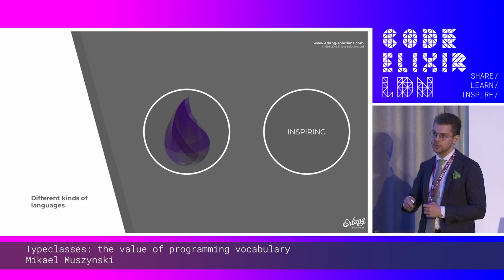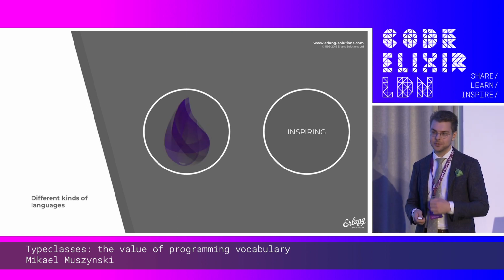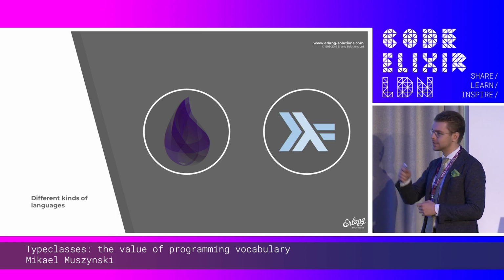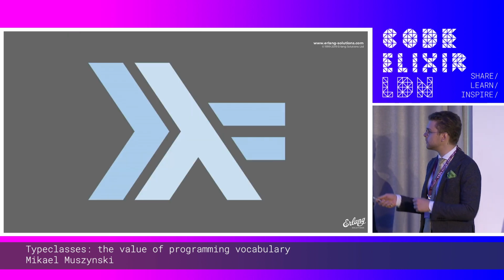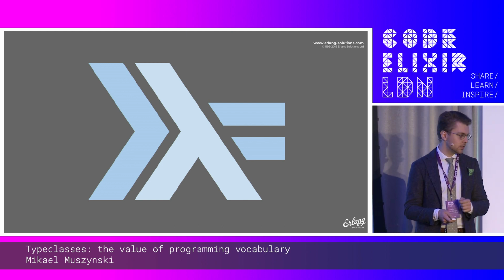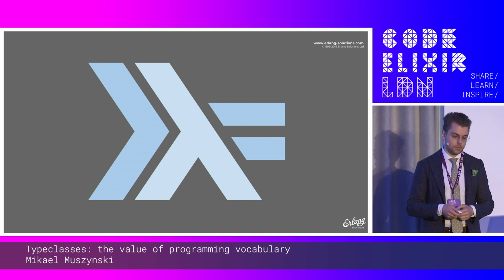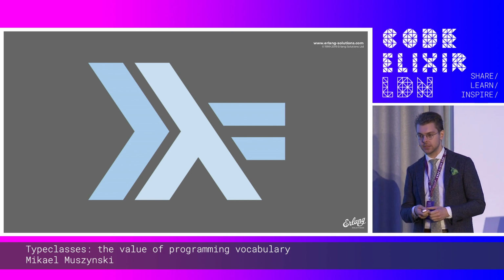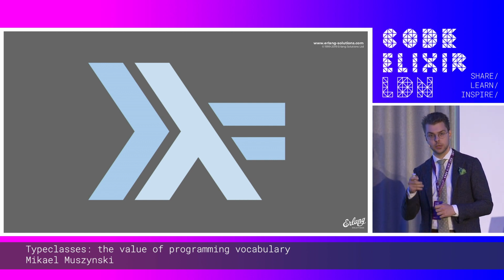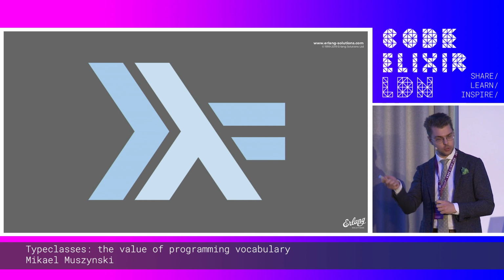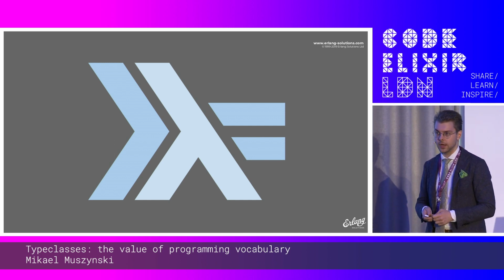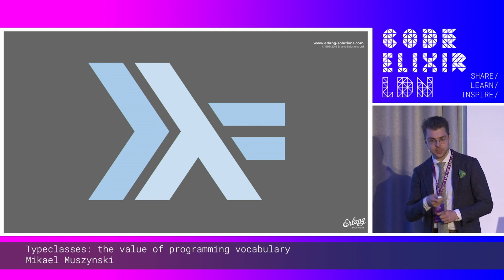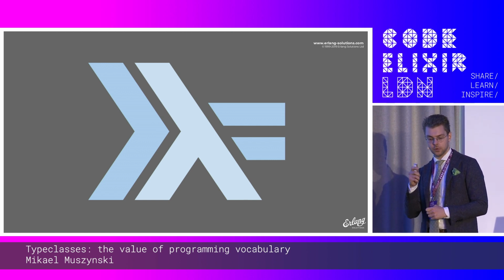Now, we'll use Elixir as the productive one. That's how I perceive it. And Haskell as the inspiring language. For those of you who do not know Haskell, it's a purely functional, strongly statically typed language. It's about 30 years old now. It is a research language for researching programming language theory.